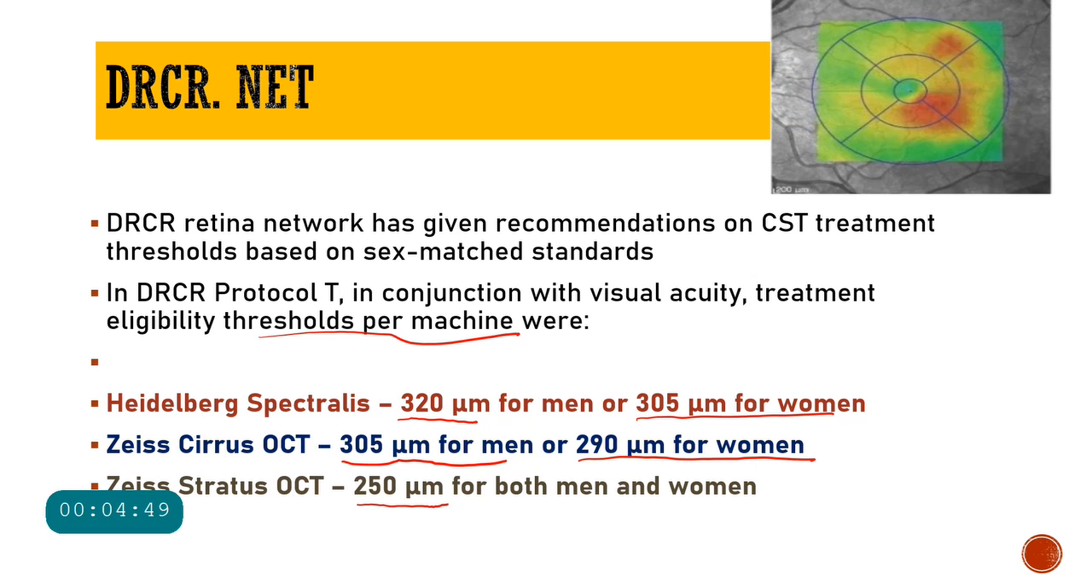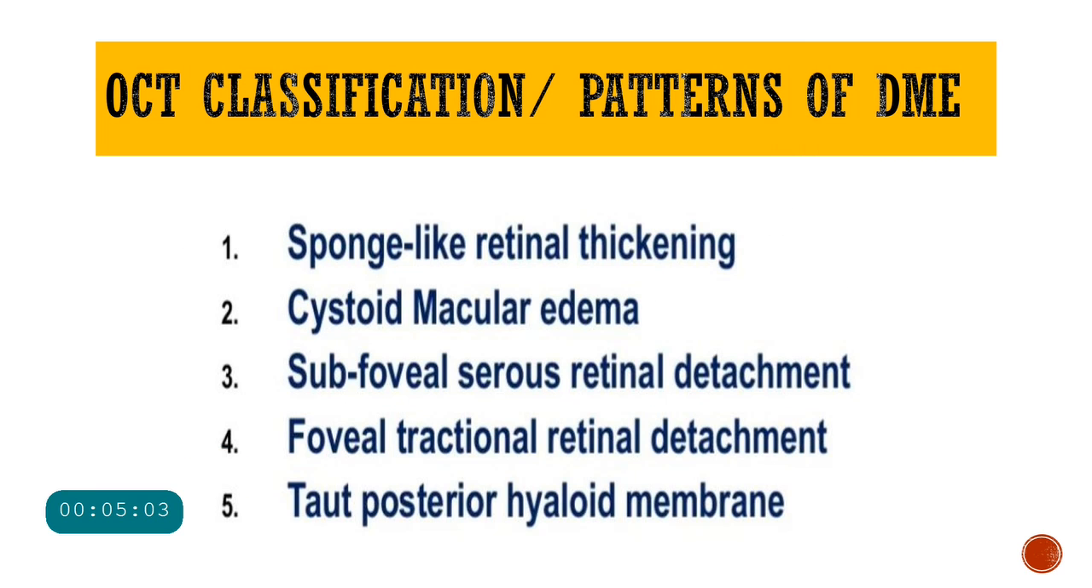So this is the circle where you're going to see the readings, and that is the point which represents the CST, that is central subfield thickness, and based on this thickness value you will decide whether to treat or not treat the patient. Now coming to the OCT classification or various patterns that we see of diabetic macular edema on OCT.